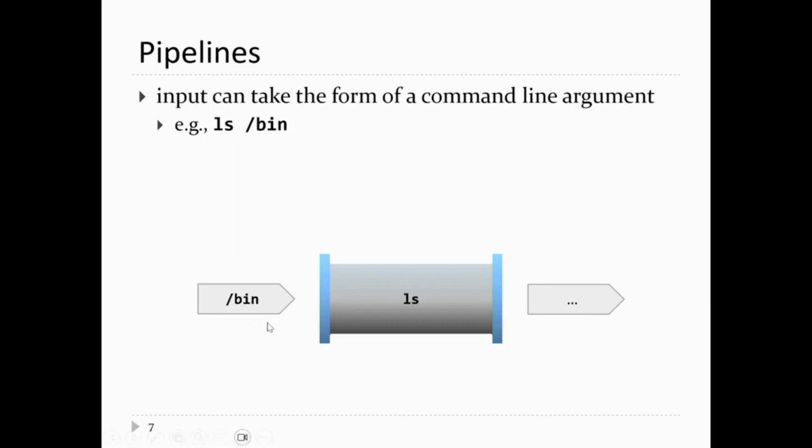For example, input can take the form of a command line argument. So take my command ls. You might write ls /bin. So /bin is an argument to the command. We think of that as being an input to the command. ls generates a stream of text showing you information about whatever is in the bin directory.